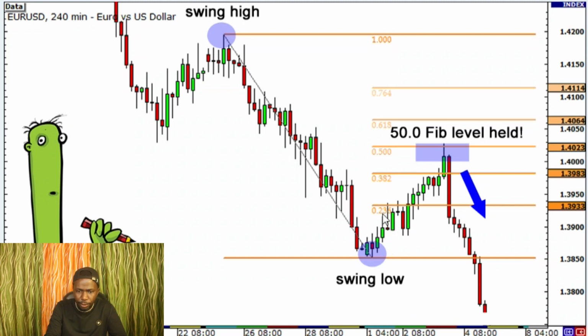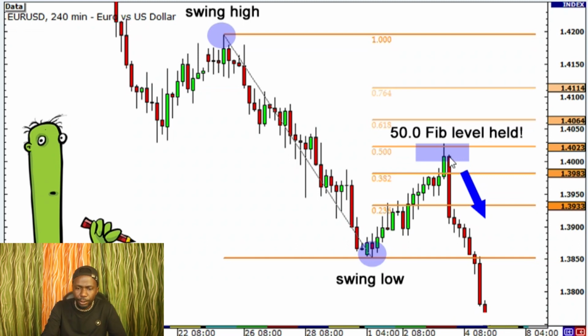You can see the 0.236 price broke above it, then came to 0.382 price broke above it, and when it came to 0.50 price got rejected and formed this wick, right? Then after that, the price now rallied down, forming this long red momentum candle, telling you that the selling pressure is still intact. The sellers are still in the market.